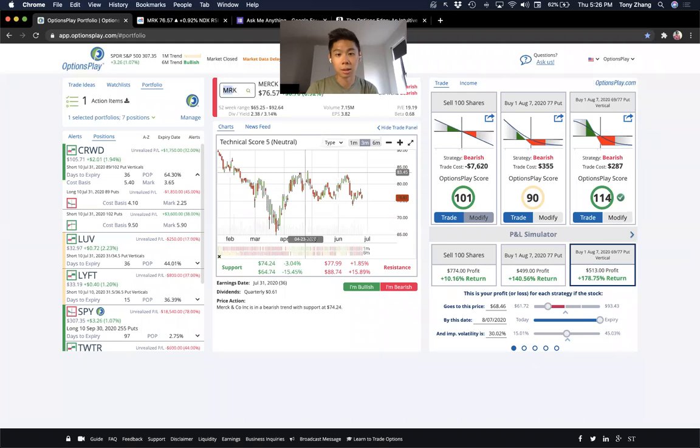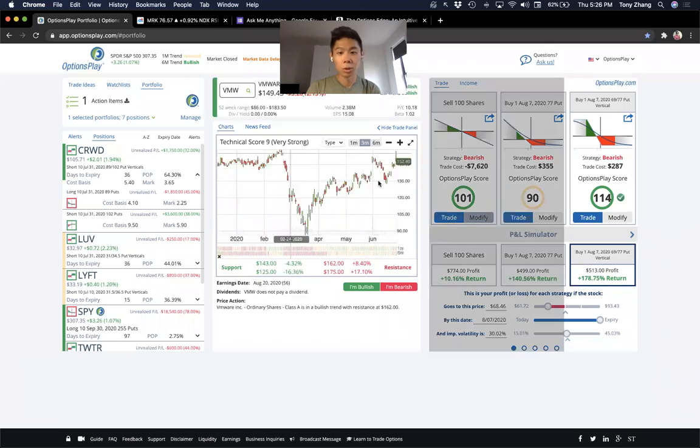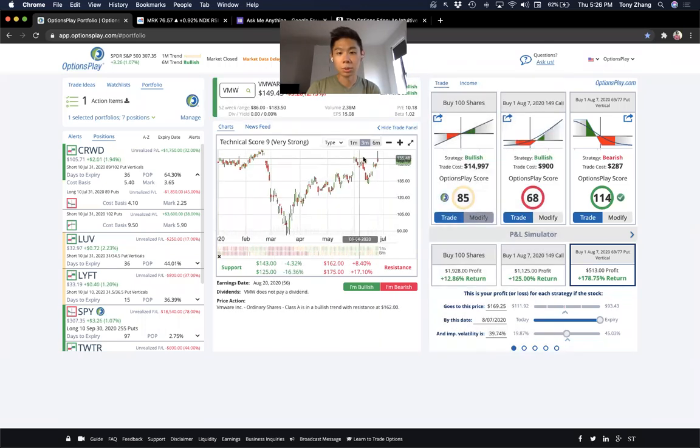VMware, this is an interesting one. This is the type of stock that would do very well in a work from home situation. This is the stock that we are looking for a breakout from, but it hasn't broken out. It looks like it's actually taken a bit of a move to the downside, down to 149 or so. So I would look for a breakout here before I would go long on VMware.